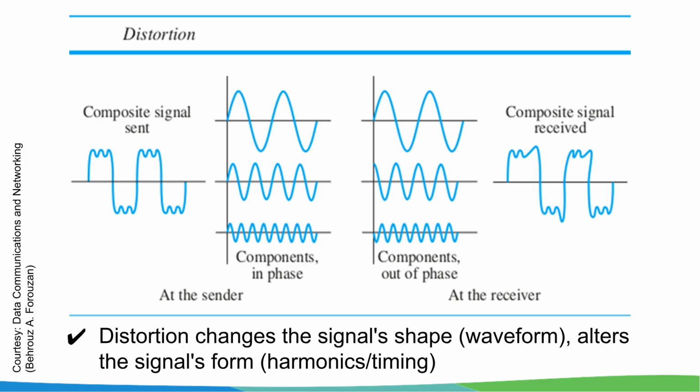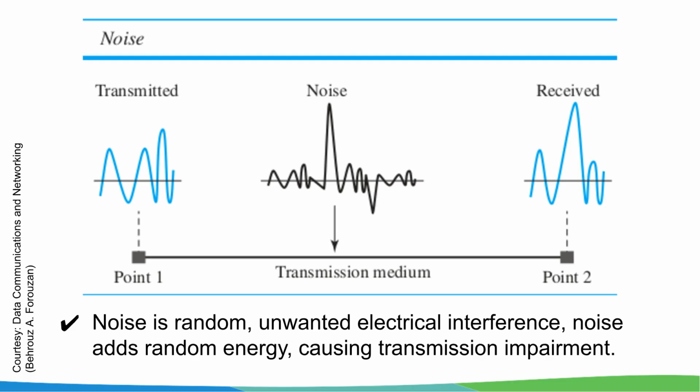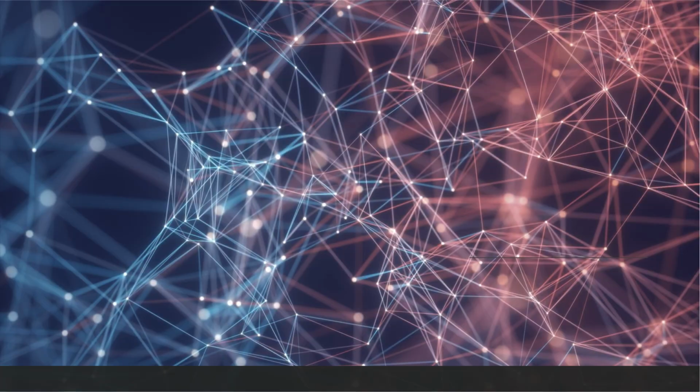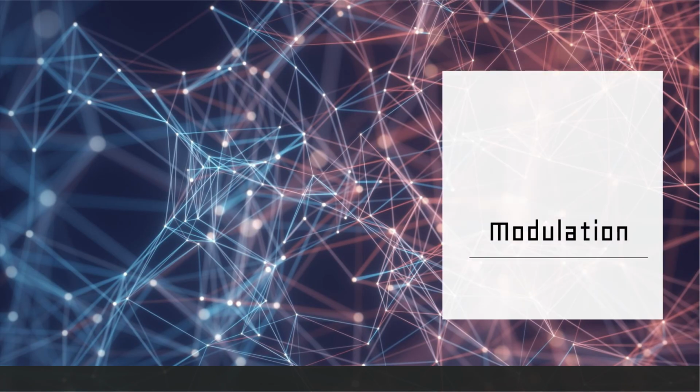Distortion is an impairment where the signal's shape or waveform changes, altering its form through changes in harmonics or timing, as the signal travels from the sender to the receiver. Noise is random, unwanted electrical interference that introduces random energy into the signal. This causes transmission impairment by adding unwanted components to the original signal. Next, we will focus on modulation, a crucial concept in communication systems.